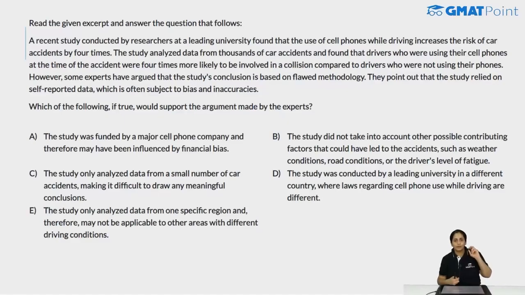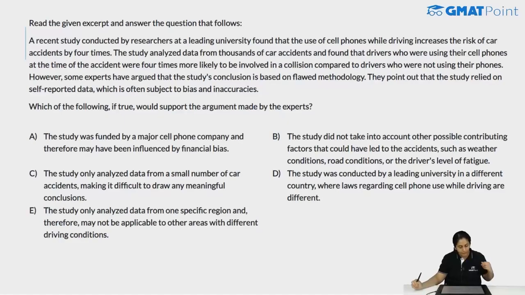This will introduce bias and it would invalidate the results as such. That is their contention. So, we have to find out which of the following, if true, would support the argument made by the expert. So, which of the following options would actually support the argument that the methodology followed by the study is flawed. So, let's take a look at the options.